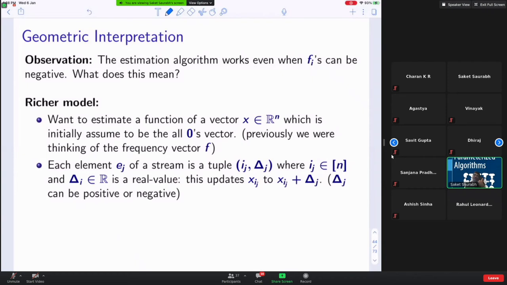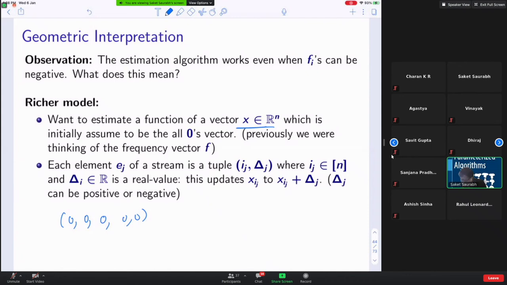So we could also ask for a much richer model than what we have been studying up until now. You want to estimate a function of a vector x in R^n, which is initially assumed to be the all-zeros vector. We were only thinking about the frequency vector before, but frequency vectors are just one kind of vector in R^n. Each element a_j of a stream is a tuple (i_j, delta_j), where i_j is in 1 to n, and delta_j is some real value.